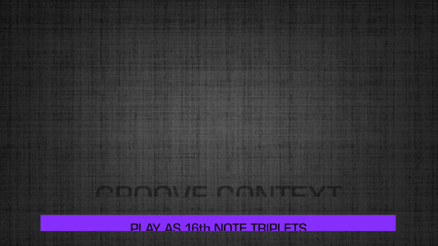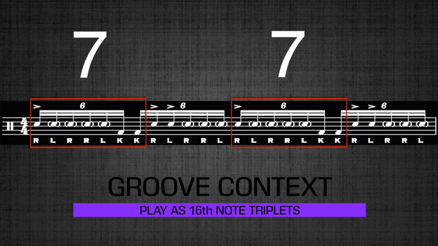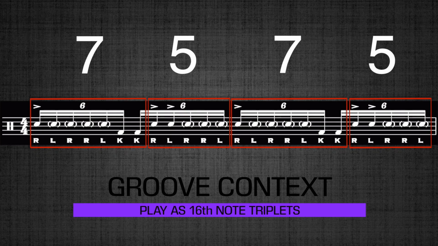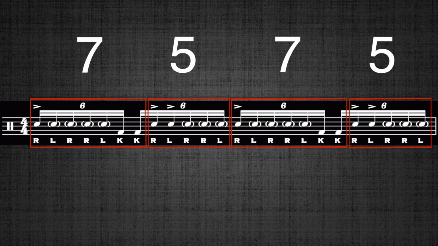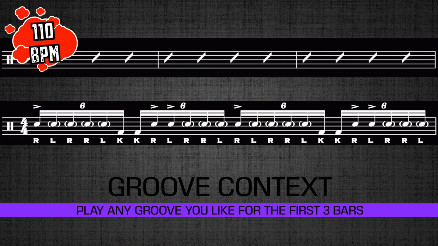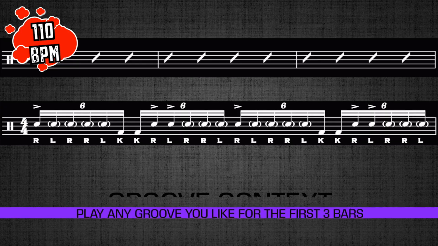In this final example, let's continue with the combination of 7 and 5, however, this time played in 16th note triplets. Two 7s and two 5s will give us the total of 24 notes, which fits perfectly for a 1-bar fill.